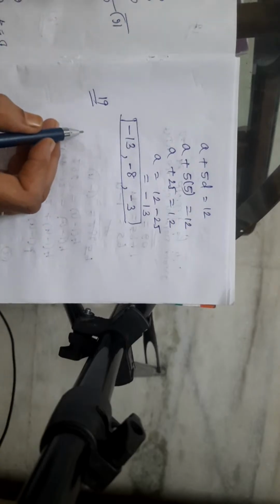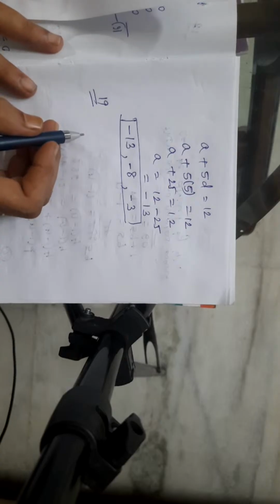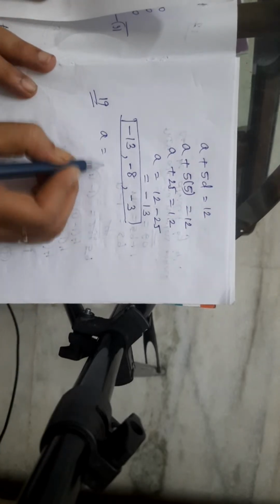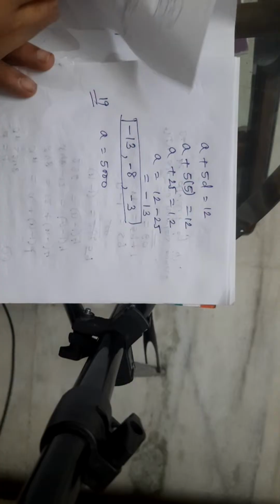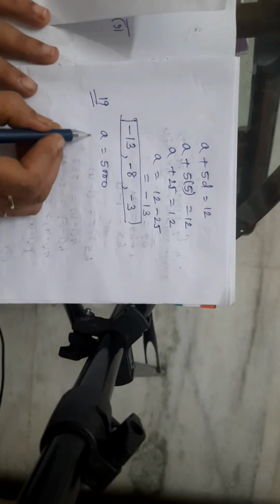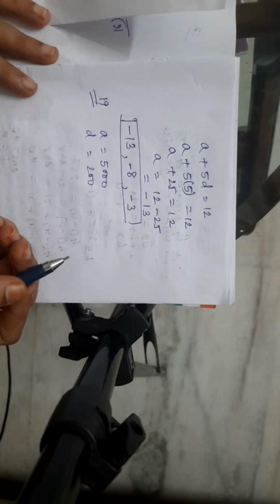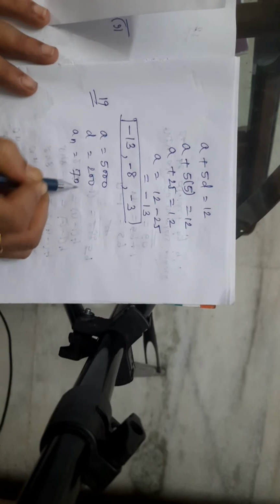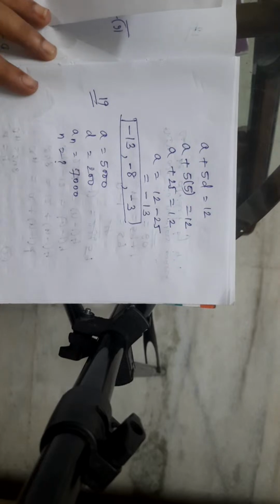Now the 19th question is given. Subbarao started work in 1995 at an annual salary of 5,000. So here the salary is 5,000, so a is 5,000. This is our first term. Then he received an increment of 200 each year. Increment is nothing but common difference, so d is 200. In which year will his income be 7,000? That 7,000 is nothing but an. an is given as 7,000. In which year is the question, so n is the unknown here. We need to find the value of n. So let's move on with the equation.